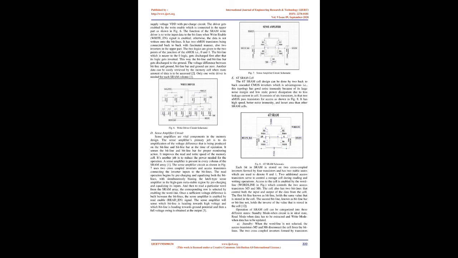The driver gets enabled by the write enable, which is connected in the upper part as shown in Fig 6. The function of the SRAM write driver is to write input data to the bit lines when the write enable, write_n, signal is enabled, otherwise the data is not written onto the bit lines. It has two NMOS transistors connected back to back, also two inverters in the upper part. The two logics, 0 and 1, are given to the two points of the junction of the NMOS. The bit line nearer to the 0 logic gets discharged first, after that its logic gets inverted. This way the bit line and bit line bar get discharged to the ground.